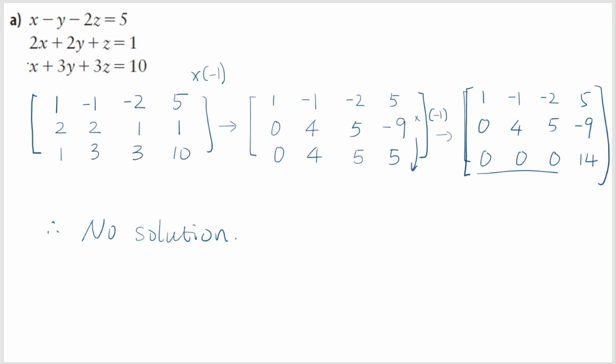Okay, you see why? Jacob? Yes. How about Sunny? Ben? Yeah. Alright, so basically you have 0 equals 14, and this is not possible for any x, y, z. So we can conclude there is no solution.